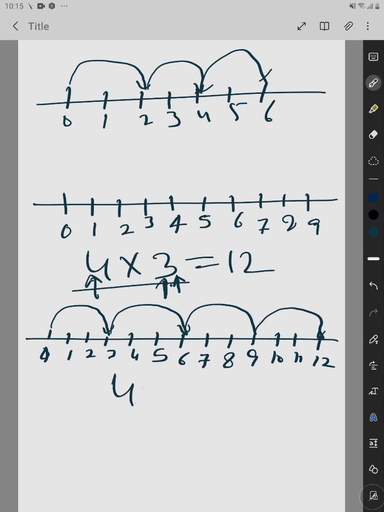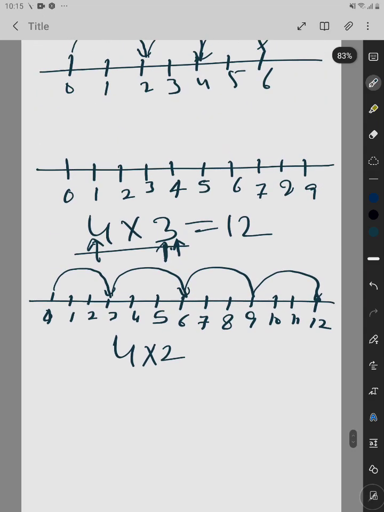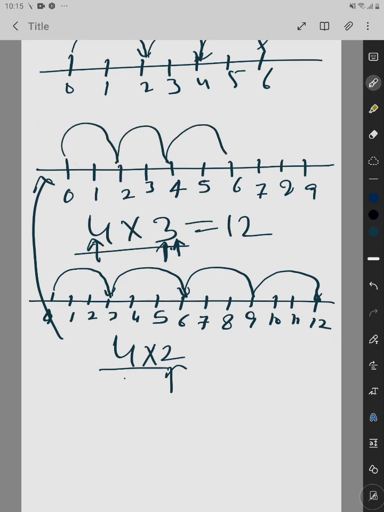For example, we need to do 4 cross 2, okay. So 4 cross 2 we will solve on this number line. 4 cross 2 means we will jump 2 steps. How many times? 4 times. So 1, 2, 3 and 4, okay. So here we'll arrive at 8, okay. So this is the concept.